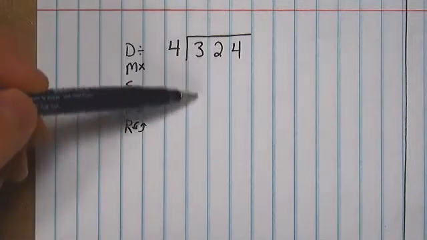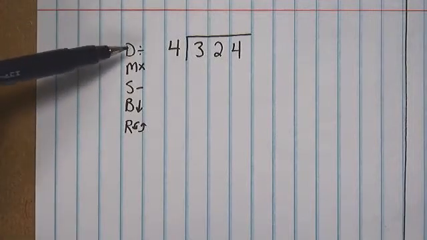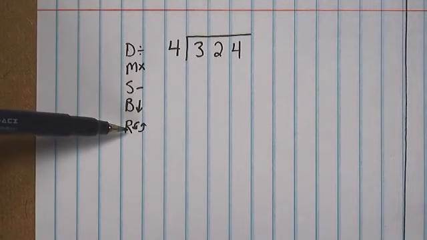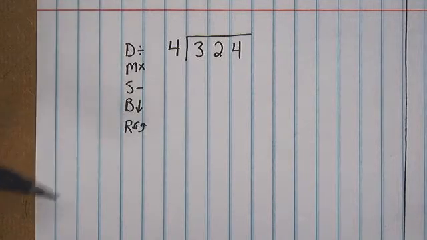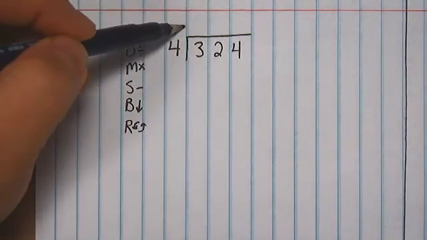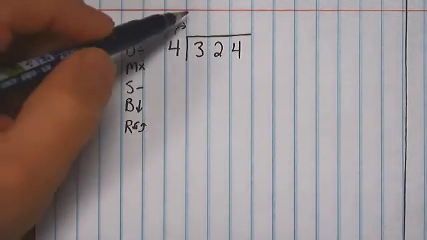So what we can do is start off by thinking, okay, I need to divide, then I will multiply, then I'll subtract, then I will bring down, and then I will repeat or get a remainder at the end. So first, let's think, how many times will 4 go into 3? Well, it won't, right? So we can do it this way.